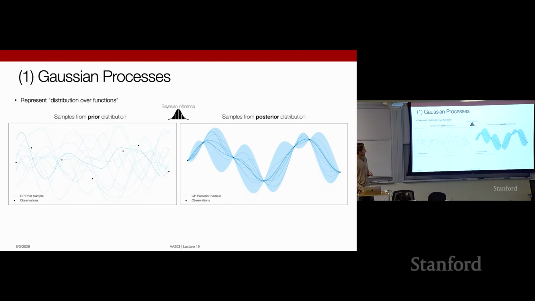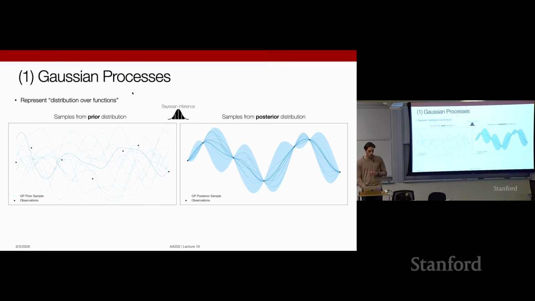Given that this is clear, let's briefly mention a couple of the most popular approaches for modeling dynamical systems in a way that accounts for this uncertainty. We'll be looking at two. The first one is Gaussian processes, and the second one is ensembles.